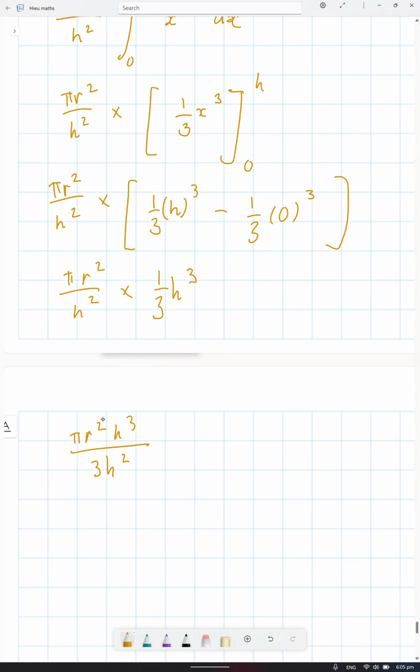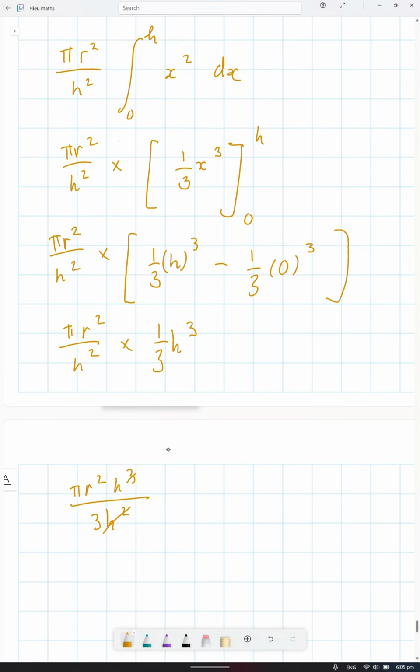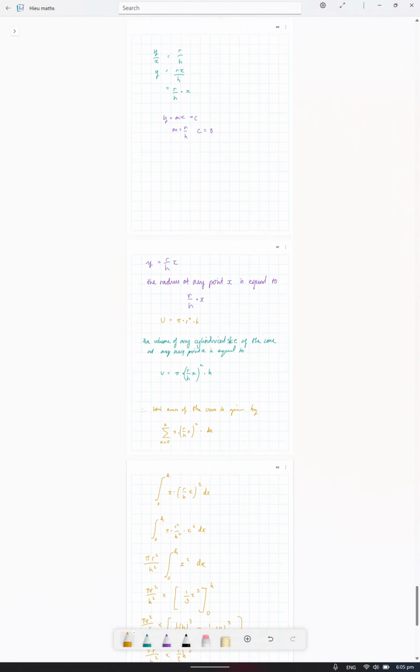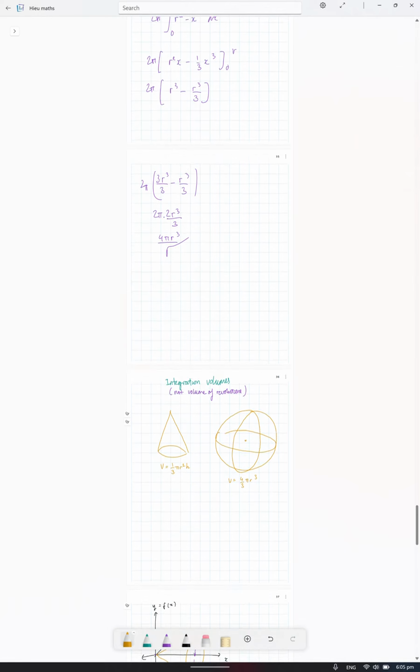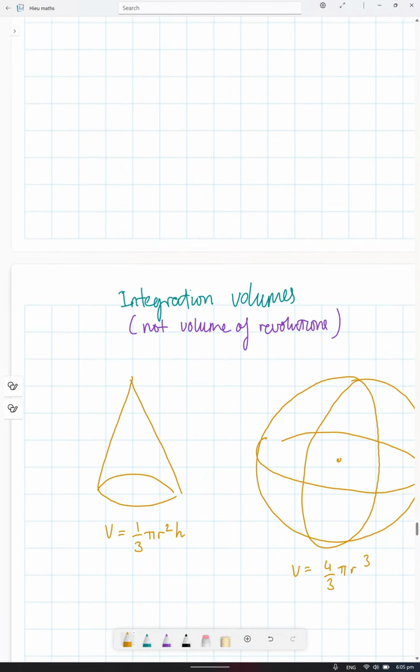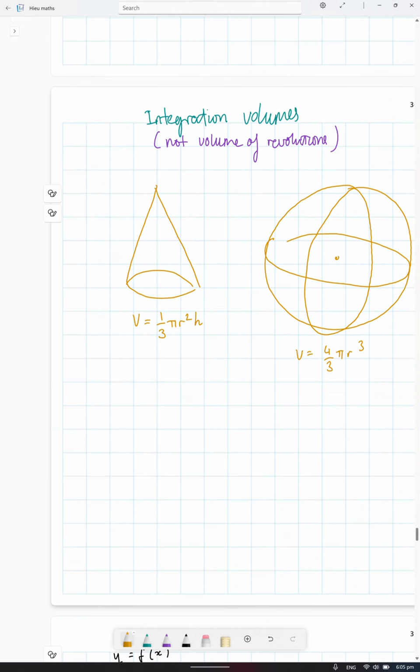Let's just check. Pi r squared, h cubed over 3h squared. All right, now h squared cancels with the 3. Let's just keep everything in there. Cancel out this. And then now we have pi r squared h over 3, or in other words, 1/3 pi r squared h, which is exactly what we went with. 1/3 pi r squared h.